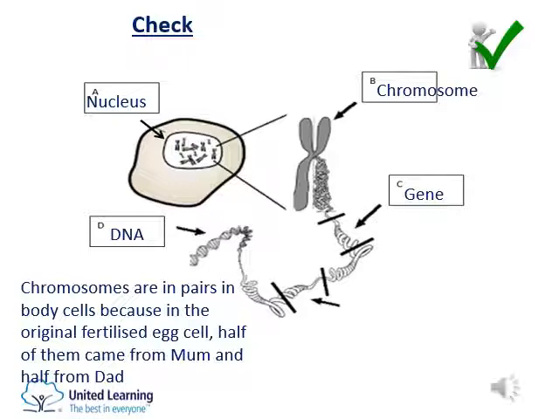For your question, chromosomes are in pairs in body cells because in the original fertilised cell, half of them came from mum and half came from dad. So we inherit 23 chromosomes from mum and 23 chromosomes from dad. That's why they are in pairs.